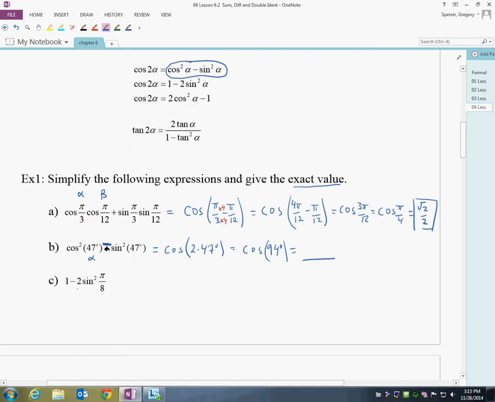Okay, the last one, 1 minus 2 times the sine squared of pi over 8. Can we find that pattern somewhere? In fact, here is the pattern right there. Here's the 1 minus 2, right? So when we're comparing those, we can see pretty clearly that alpha is equal to pi over 8, and that's equal to the cos of 2 times pi over 8, which is pi over 4, which is root 2 over 2. Okay, so that is a little bit of an introduction of how these work.